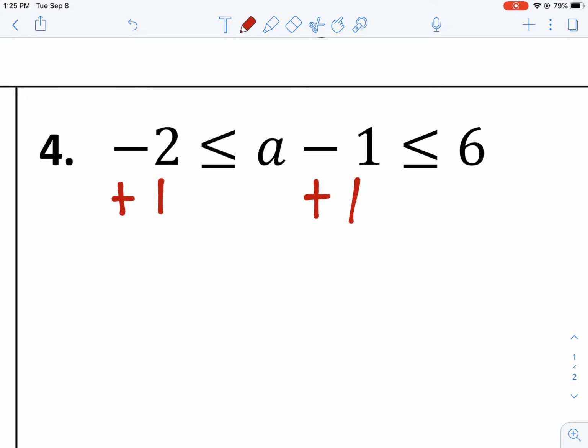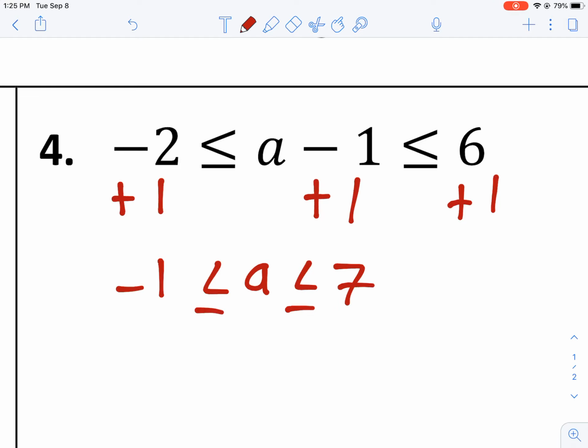So you're actually going to do it 3 times, all right? Anything you do in the middle, you must also do on both sides. People really, for some reason, want to get rid of one of their sides because they just want to have 2 sides. But if you do that, now you only have 1 dot. It's a compound inequality, which means we're going to have 2 dots.